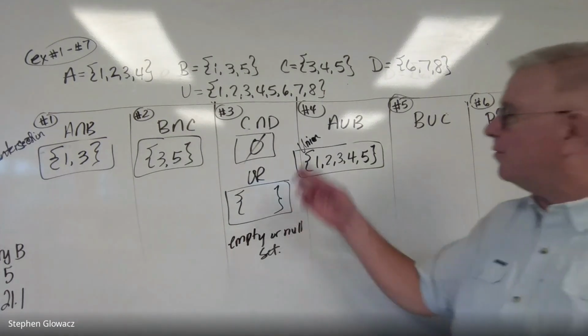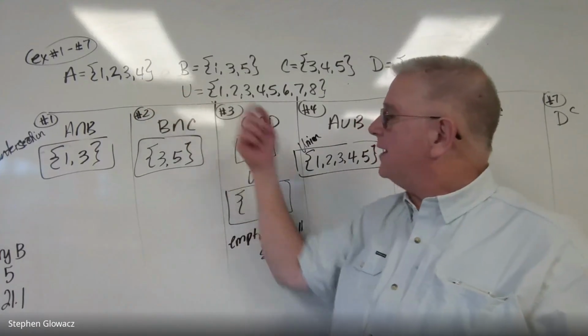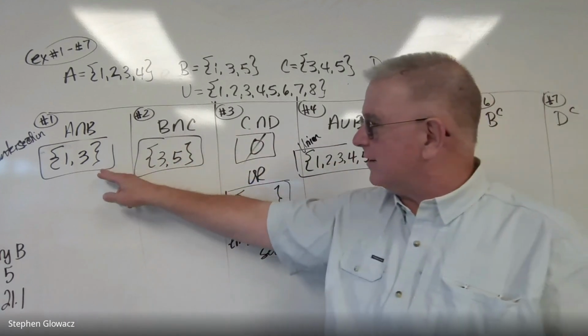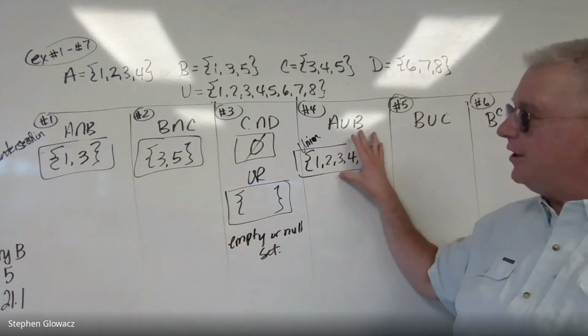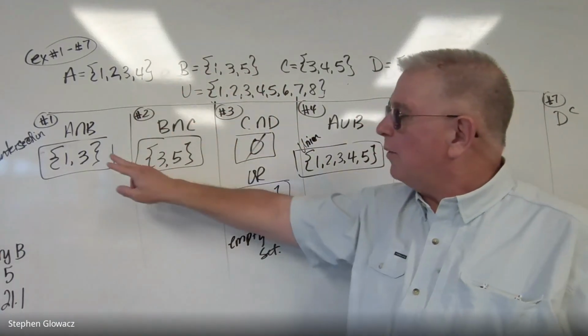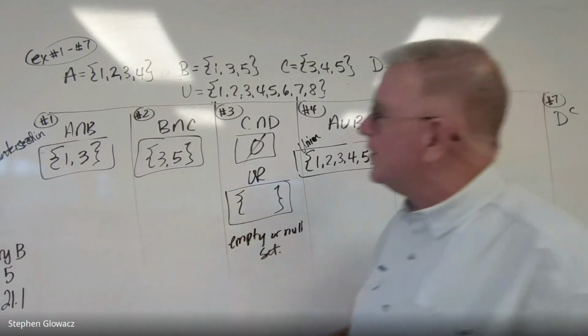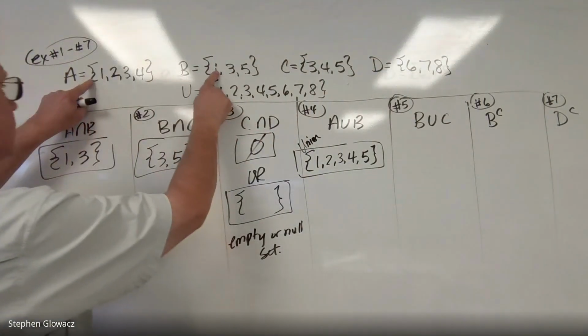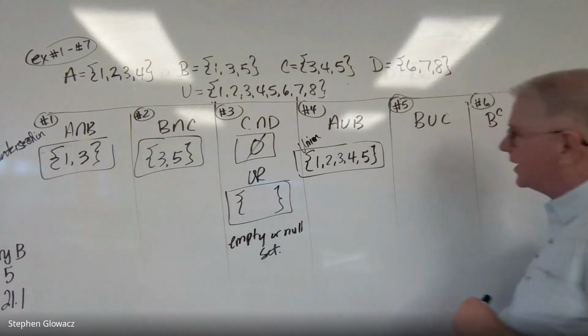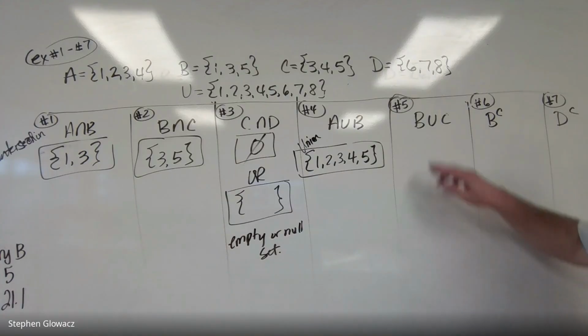So every number, A union B, and let's take a moment and kind of contrast that with A intersected B. The union, we wrote every number that's in either set. With intersection, we wrote only the numbers that are in both sets, the 1 and the 3. And so that's the difference between union and intersection. Let's do another union problem.